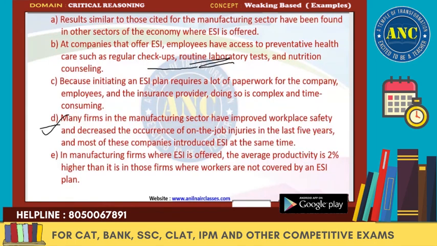Option C talks about the difficulty of initiating an ESI plan and that it is irrelevant to a conclusion about what happens after the plan is established. And the last option talks about the higher productivity of workers covered by ESI plans, which is consistent with the fact that they miss fewer days of work. And this statement does not weaken the argument.